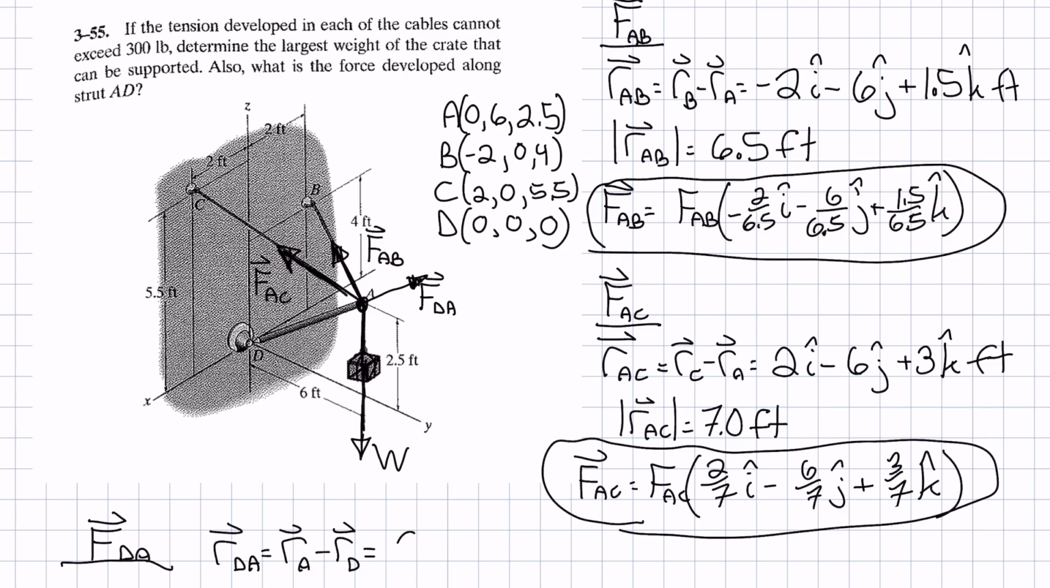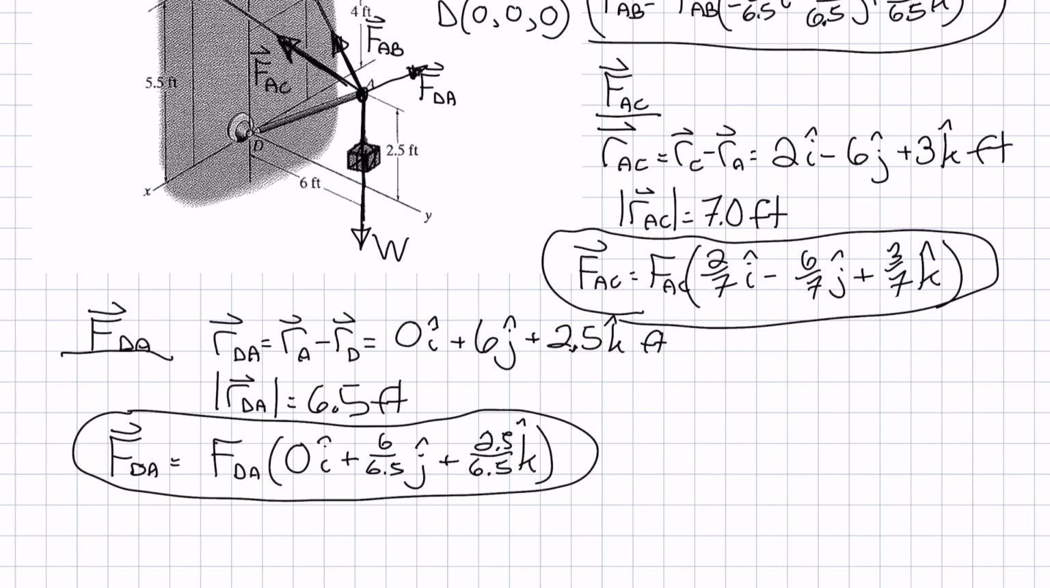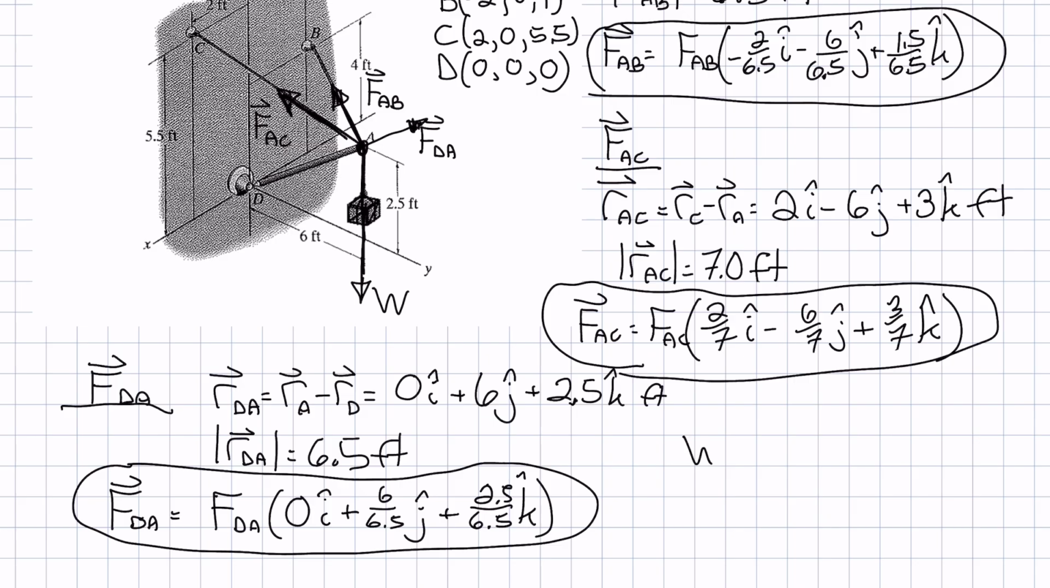Please note that the force points from D to A, so in this case I have to use A minus D. But when it's all said and done, we follow the exact same technique we did before, and you will see what the final answer is. So it's probably worth checking it out on your own and seeing if you can replicate it. And of course, the last force is the weight. And I can just write that as 0 i hat plus 0 j hat minus W k hat.